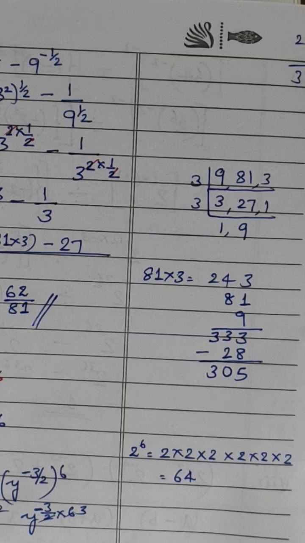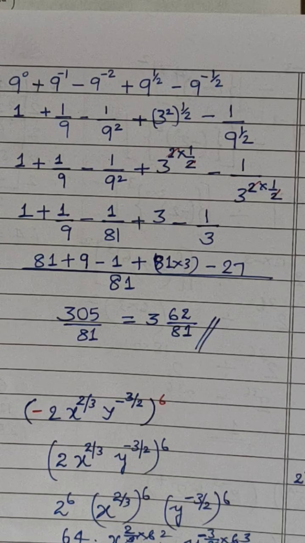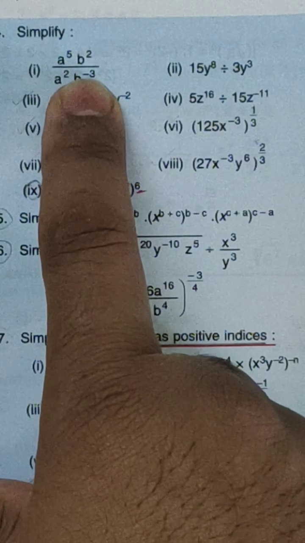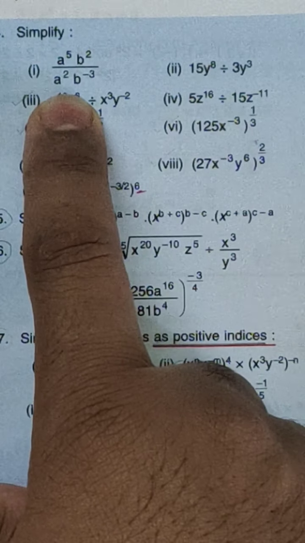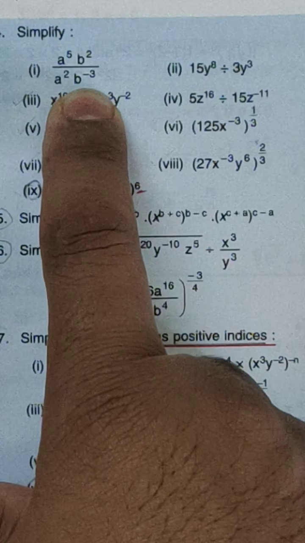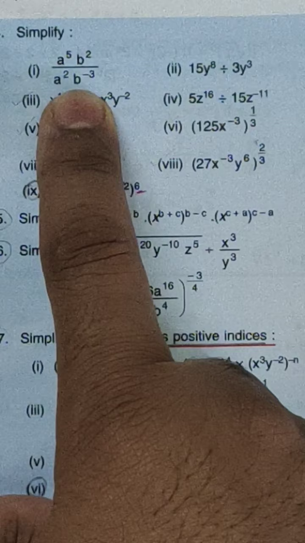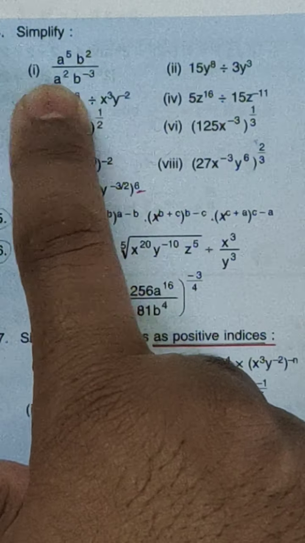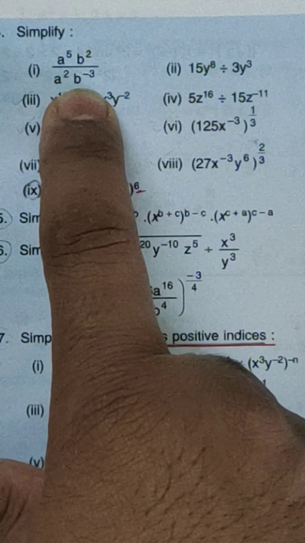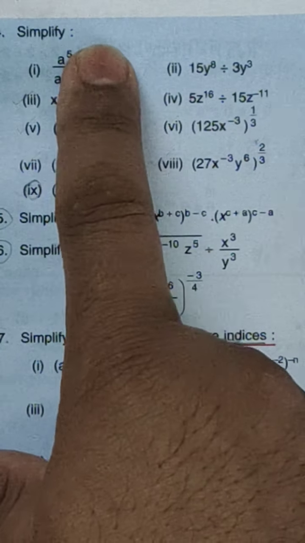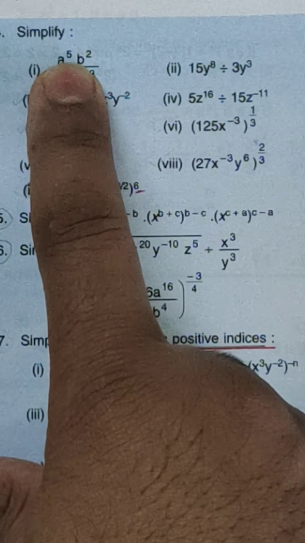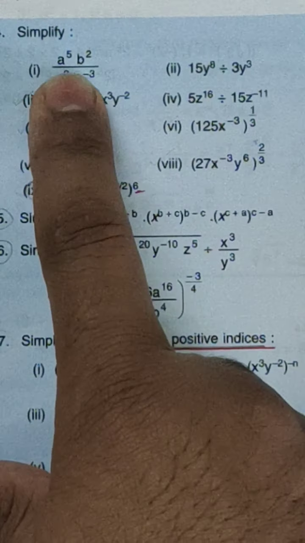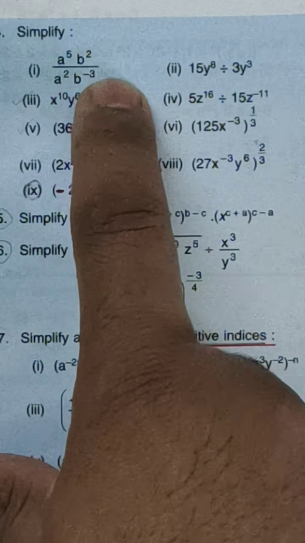Here simplify in the first one, a to the power of 5 b to the power of 2 divided by a to the power of 2 b to the power of minus 3. You take whatever is there in the denominator to the numerator. This will become a to the power of minus 2 when you go to the numerator. This will become b to the power of 3 when it goes there. Then use the a to the power of m into a to the power of n is equal to a to the power of m plus n. So that will become 5 minus 3. Then this will become b to the power of 2 plus 3.